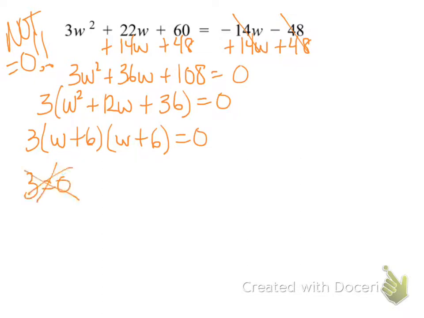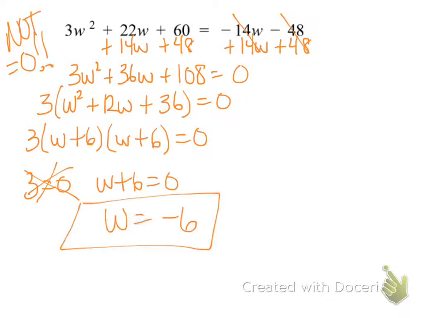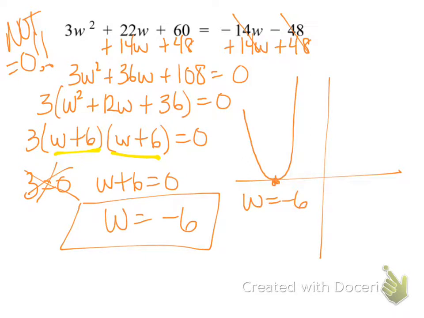Setting all of the factors equal to 0, well, setting 3 equal to 0 obviously has no meaning. It's not true. It's just a factor. So if I set the w plus 6 equal to 0, I get w equals negative 6. And since this factor happens twice, what that means is that instead of crossing the x-axis, it just comes down and touches the x-axis at that point.